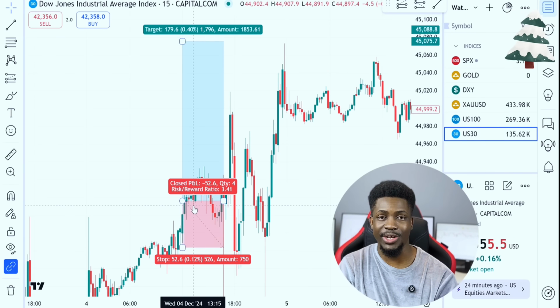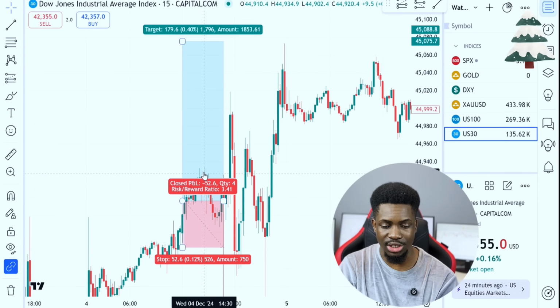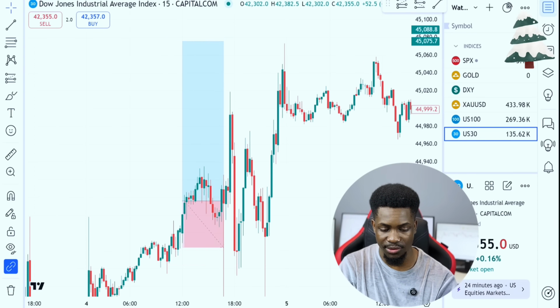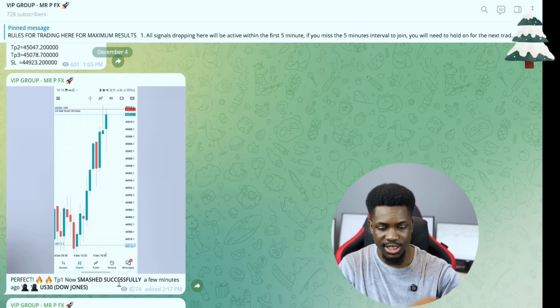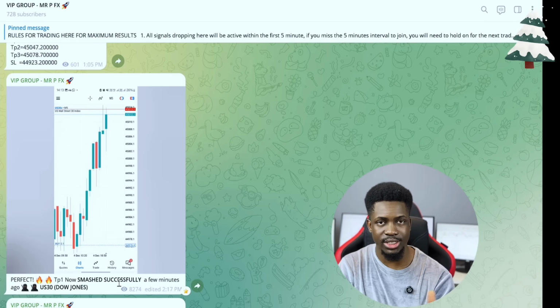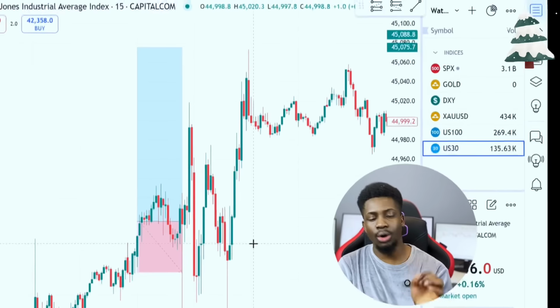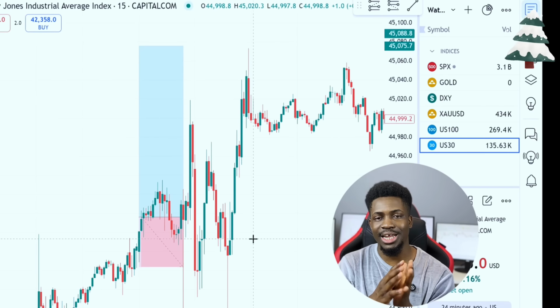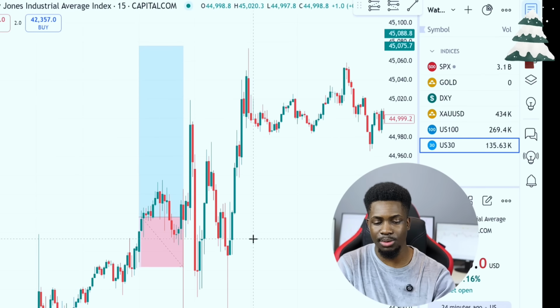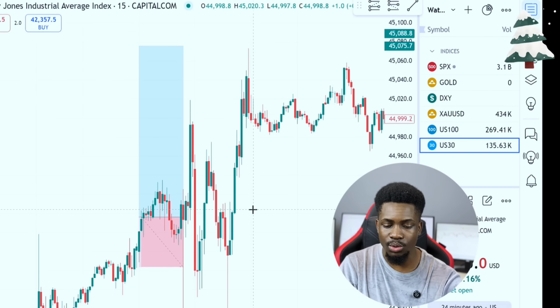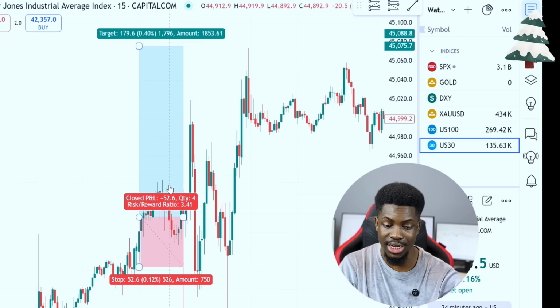Now, what occurred was this. When we stormed into this particular trade here, it pushed up to hit the first take profit. Perfect. TP1 smashed successfully a few minutes ago, US30 Dow Jones, right? So our first take profit was smashed nicely like that. The only problem was we started encountering some crazy momentum at this particular spot, after which it just dropped down, because we were targeting this level.